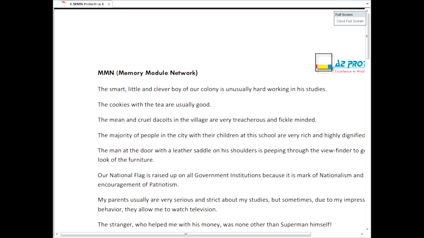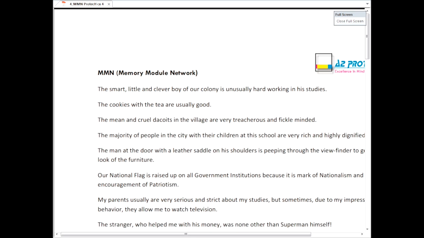Now let's understand the meaning: cookies means biscuits. Biscuits are usually good with tea. That is the meaning. Okay, now let's see how I read. The cookies with the tea are usually good. Now you do it. The cookies with the tea are usually good. Now tell it without looking. The cookies with the tea are usually good. Okay, nice. Okay, shall we do the next one?